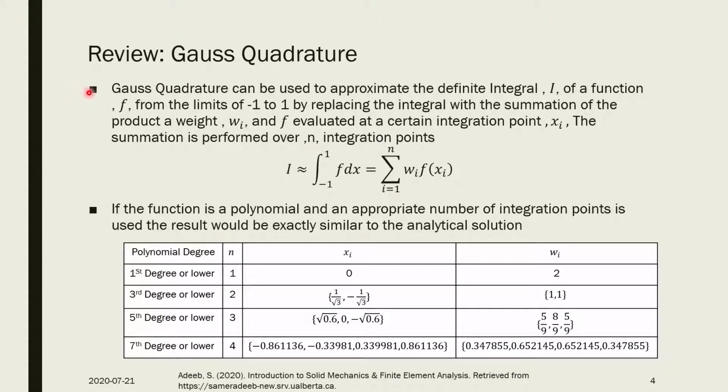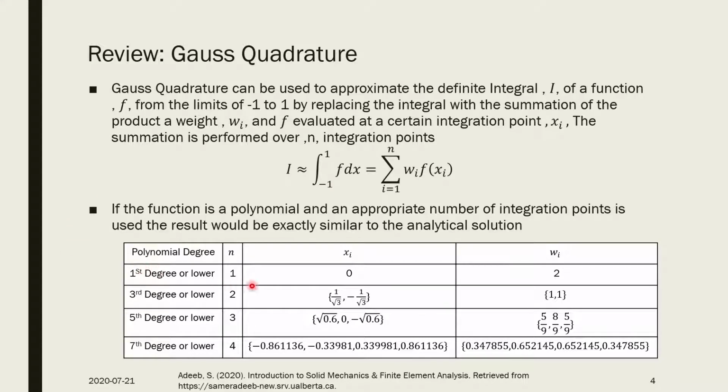As was mentioned in the lecture, the Gauss method is a very powerful technique that can be used to approximate a definite integral I of a function f from the limits of -1 to 1, and this is done by replacing the integral with a discrete summation of the product of a certain weight, w_i, and the function evaluated at a certain integration point x_i, and this can be mathematically written in the following form.